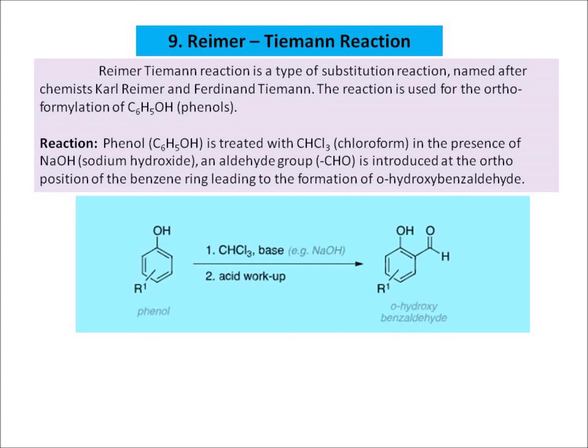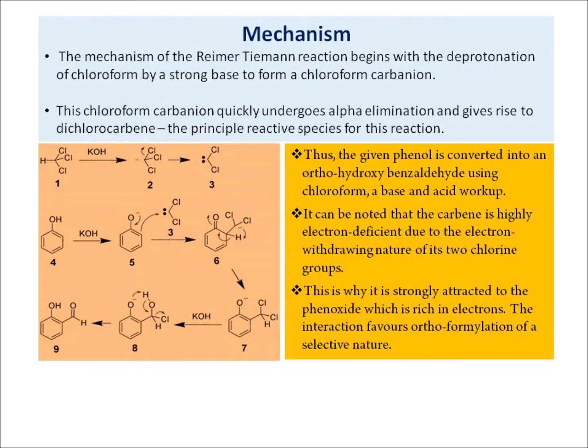The next reaction is Reimer-Tiemann reaction. Reimer-Tiemann reaction is a type of substitution reaction named after chemists Karl Reimer and Ferdinand Tiemann. The reaction is used for the ortho-formylation of phenol, that is C6H5OH. Phenol is treated with chloroform in the presence of sodium hydroxide. An aldehyde group is introduced at the ortho position of the benzene ring, leading to the formation of ortho-hydroxybenzaldehyde.